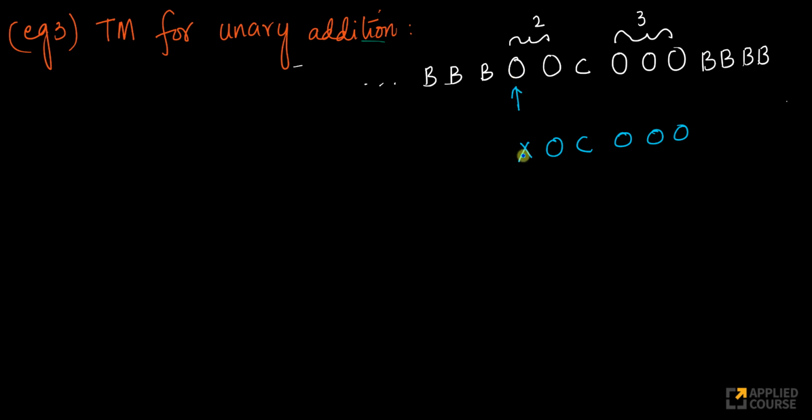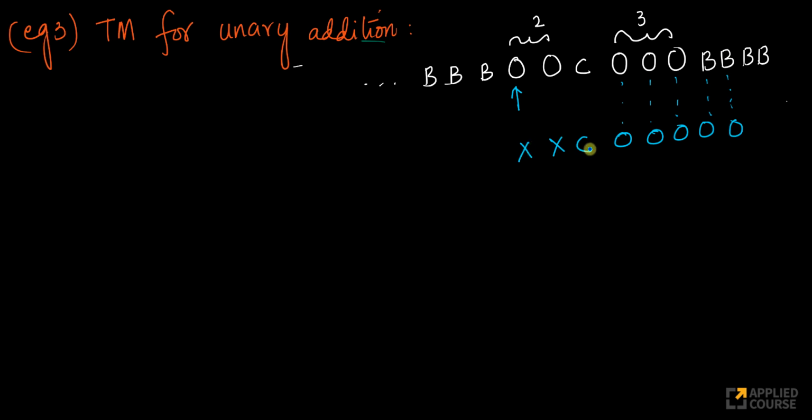So when I read a 0, I'll change my 0 to X and I'll place a 0 at the end. So I'm converting this 0 to X and I'm placing a 0 after this. So this stays here, this stays here, this stays here. Instead of this B, I'll place a 0. Similarly, I'll convert this into an X, and then I'll add one more 0 here instead of a blank.